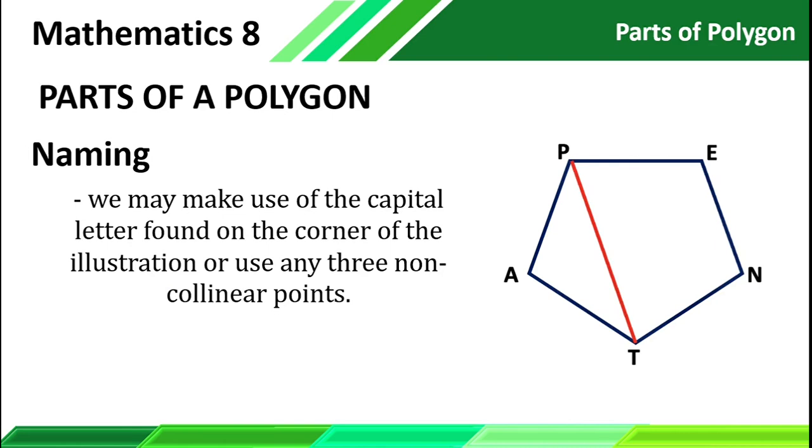Let's proceed first on naming. How can we name a polygon? We can use the capital letters found on the corners of the illustration or use any three non-collinear points. On the given figure at the side, we can name this polygon as polygon PENPA because the vertices are points P, E, N, P, and A. This is called polygon PENPA.